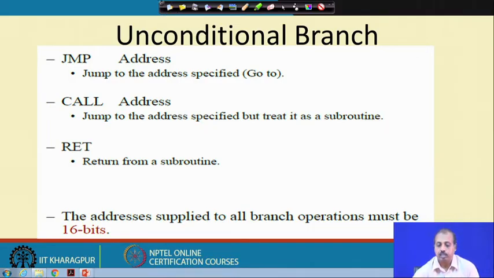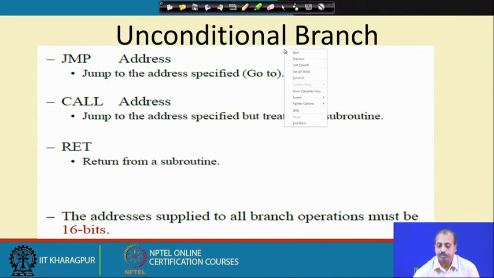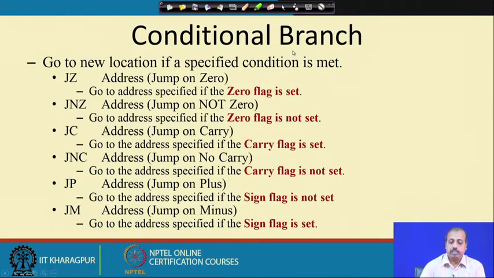Now, other instructions that are possible. These are the conditional branches: go to a new location if some specified condition is met. JZ, jump on zero: go to the address specified if the zero flag is set. Similarly, the zero flag will be set, as we know, if the previous comparison found the values equal. Similarly, JNZ, jump on not zero, will be true if the values were not the same, that is, non-zero.